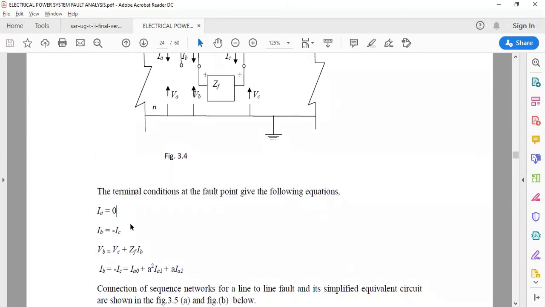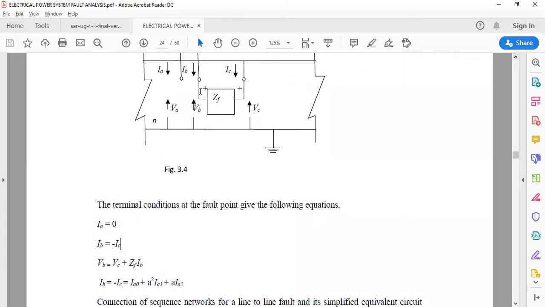Let's see some conditions for this. IA, as you've already seen, is equal to 0. IB is equal to minus IC, as the fault is between these two phases only. So the current of phase B is equal to the current of phase C in the opposite direction. The voltage at phase B, VB, is equal to VC plus the drop across ZF, that is the fault impedance. And IB is equal to minus IC, which equals I0 plus alpha square IA1 plus alpha IA2.